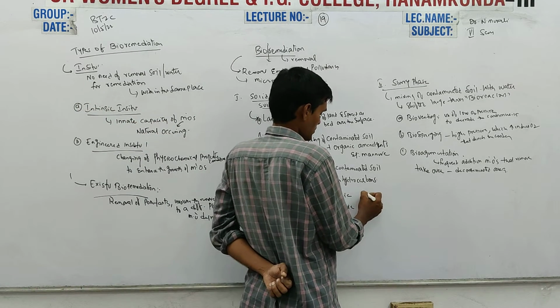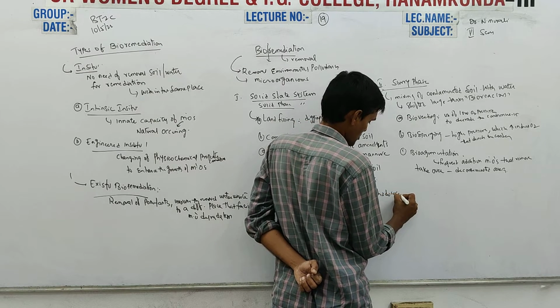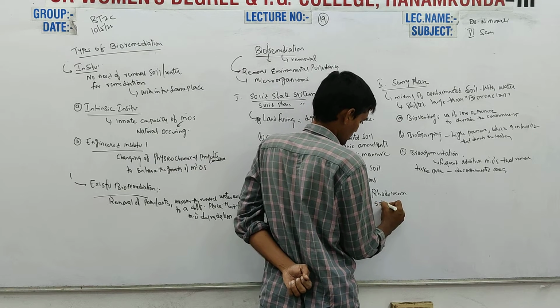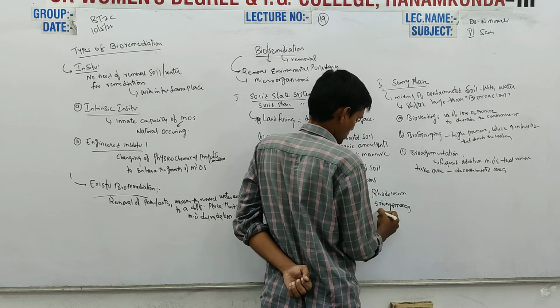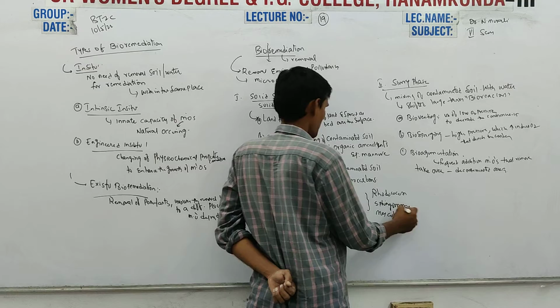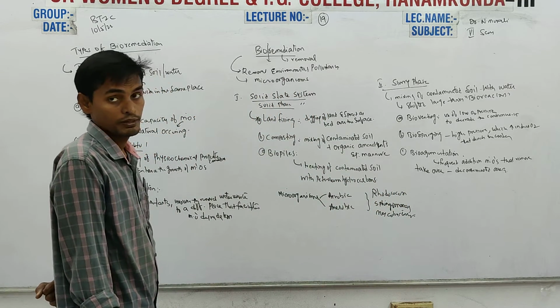So certain examples include Rhodococcus, Sphingomonas, Mycobacterium. These are the examples of certain microorganisms which are involved in bioremediation.